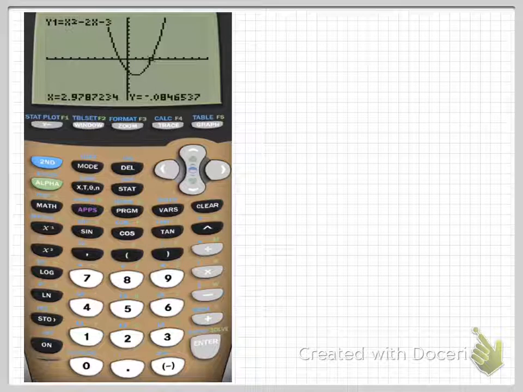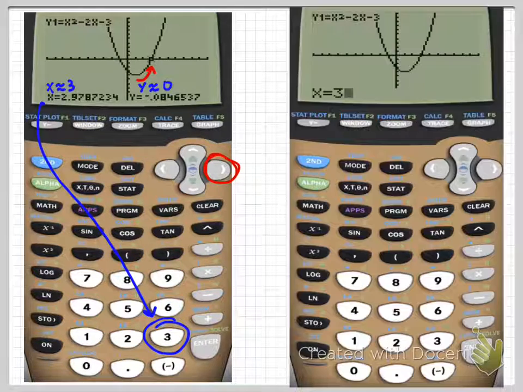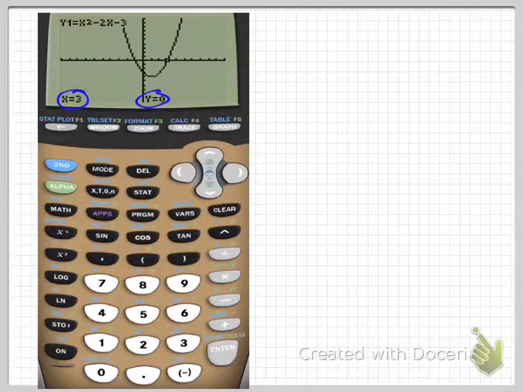Now, to find the x-intercepts, go to the right all the way until your spider is right on the x-axis. Notice our point looks really close to 3, 0, because negative 0.08 is really close to 0. And we're going to do the same thing. We're going to type in the x values, so type in 3, and press enter. You get x equals 3, and you get 3, 0. Notice since the y value is 0, we're absolutely sure that this is the x-intercept.